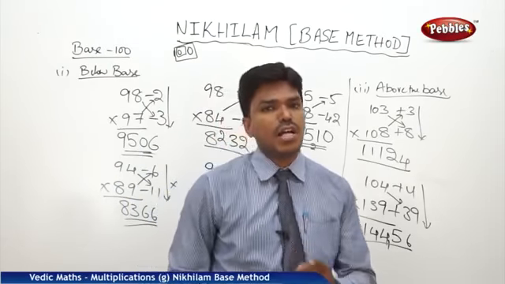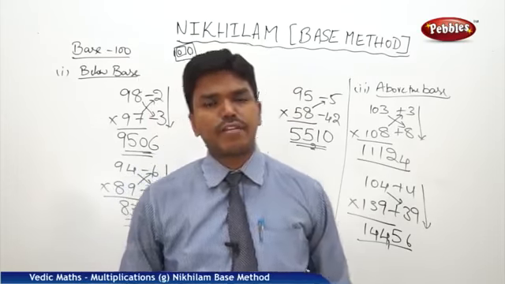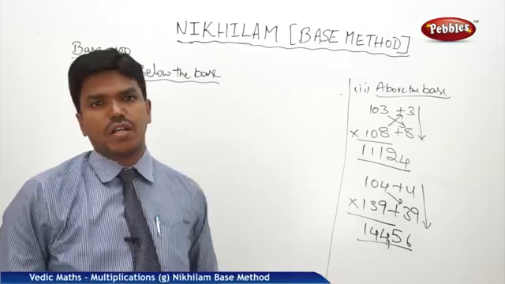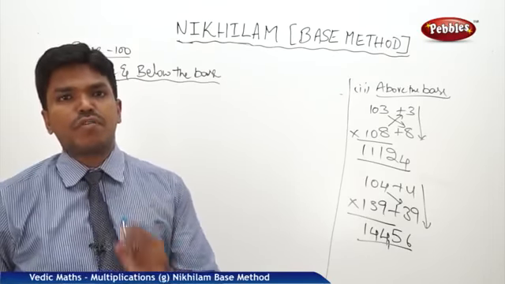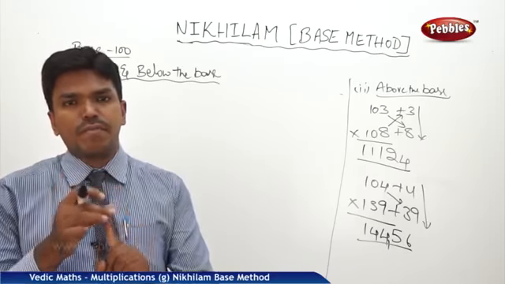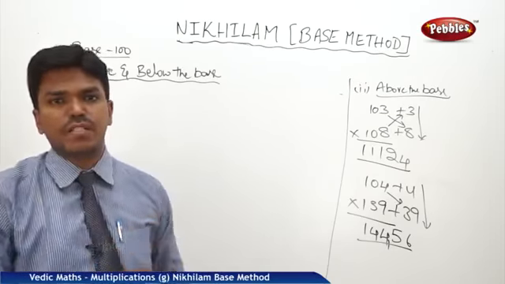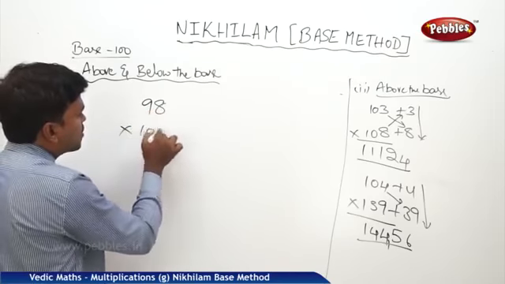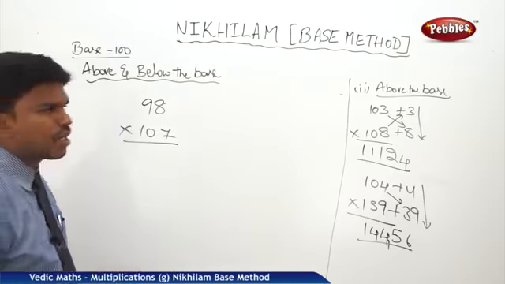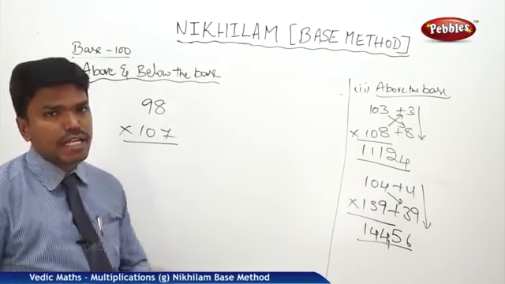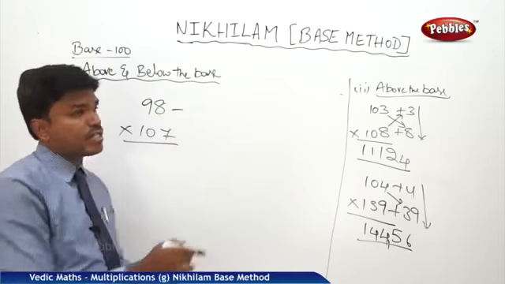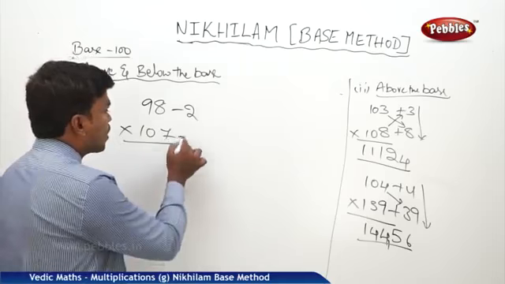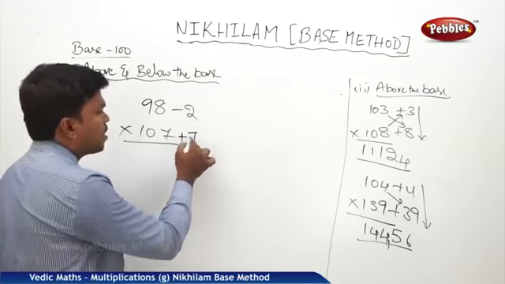So finally we will see the last case in the base 100, that is one above the base as well as one below the base. Now we will see the multiplication of two numbers, one above the base and one below the base, with the base 100. Let us take 98 into 107. 98, when you compare with the base 100, is it more or less? It is less. How much less? 2. Similarly 107, is it more or less? More. How much more? 7.